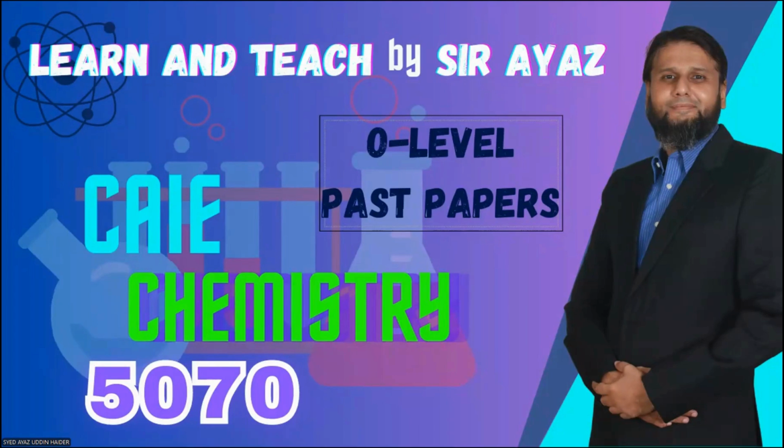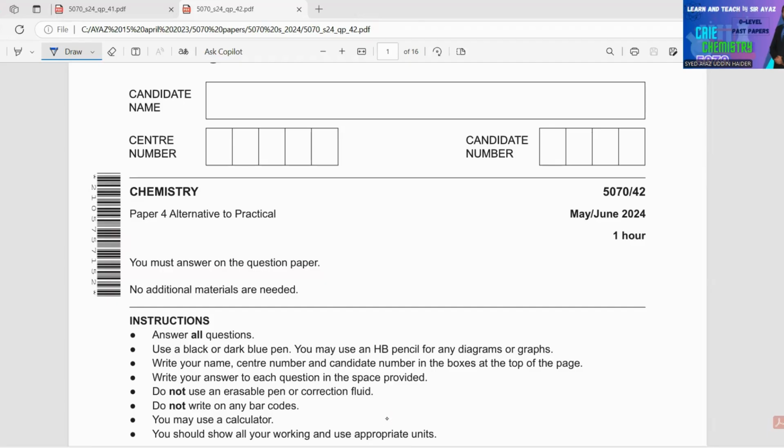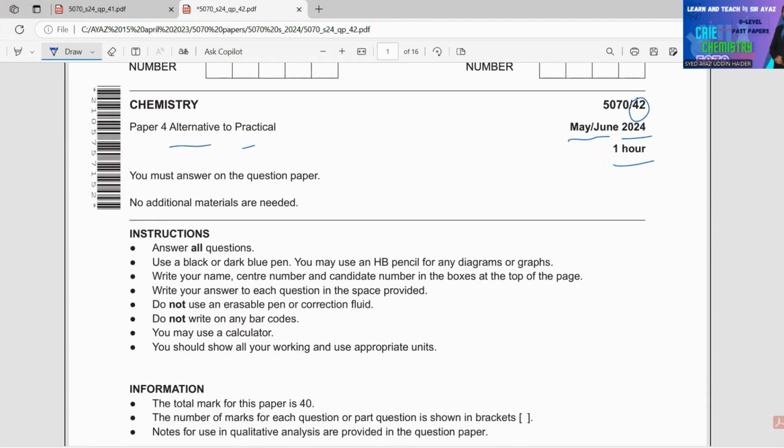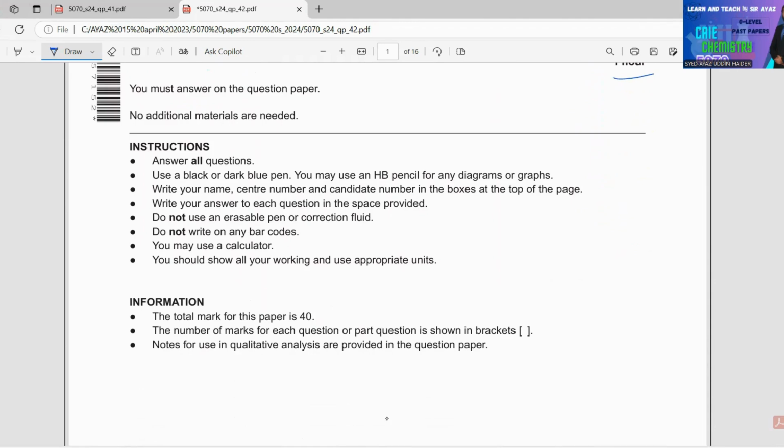I'm continuing my O-level past papers session, and this time I have selected paper 42 of May-June 2024. It's a 1 hour ATP, paper 4 is ATP. You know that you have to answer all the questions. You can use a calculator in this paper. Notes for use in qualitative analysis are provided in the question paper. Total mark for this paper is 40.